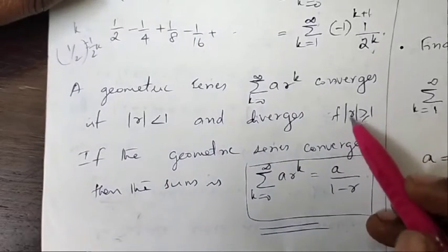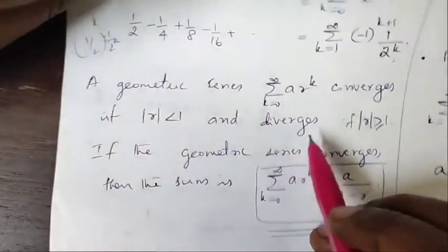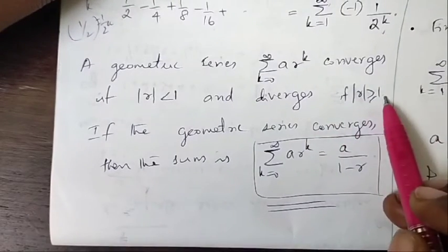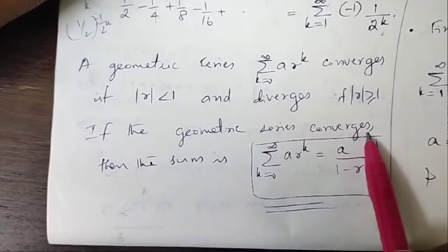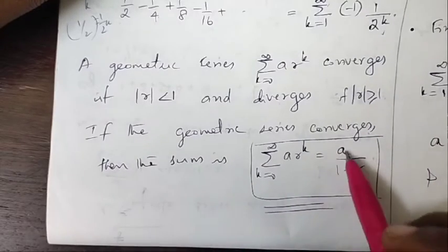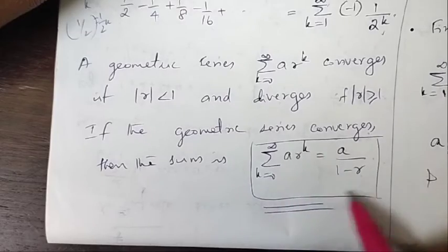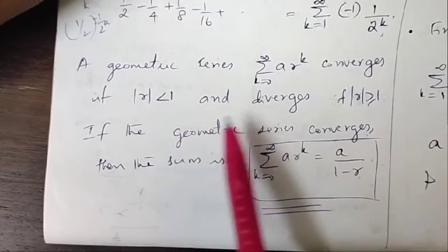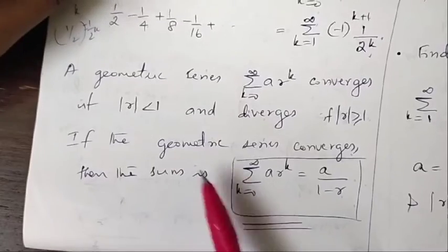What about if modulus of r is greater than or equal to 1? Then the series diverges. If mod r is greater than or equal to 1, the series diverges. And if the geometric series converges, that means it has a sum. So what is the sum? It is a by 1 minus r. The sum of the series is a by 1 minus r. So if the series is convergent, then only we have to find the sum. Divergent means it has no sum.